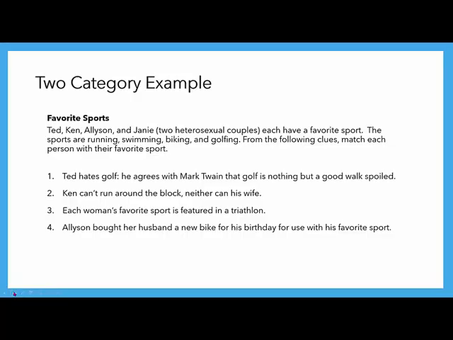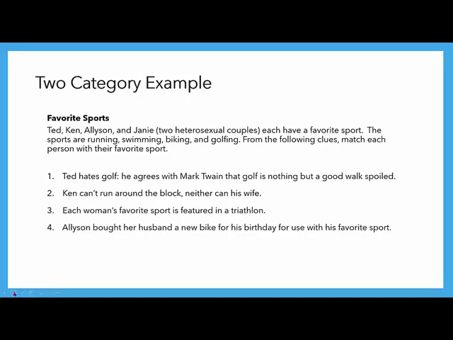In the third clue, each woman's favorite sport is featured in a triathlon. So we have this word here that has some meaning to it, right? Triathlon. Sometimes with these puzzles, you're given information and you might have to do a little bit of research into what that means. So for a triathlon, you can look it up. It consists of 3 sports. First you swim, then you bike, and then you run. So golfing would not be included in that triathlon. Therefore, the women's favorite sports are not golfing. And for the 4th and final clue, Allison bought her husband a new bike for his birthday for use with his favorite sport.